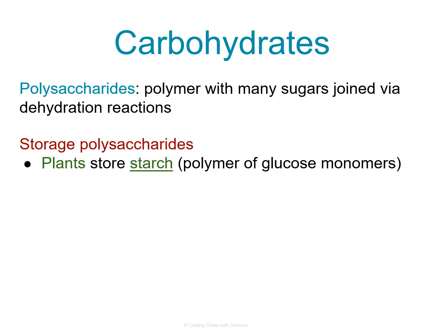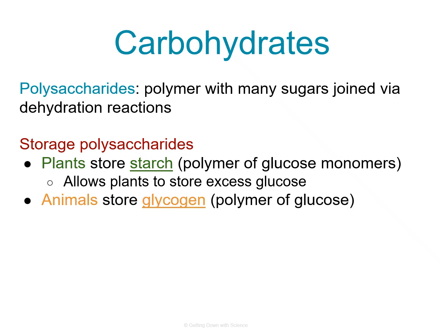So we can see storage polysaccharides. Plants store starch, which is a polymer of glucose monomers. So a bunch of glucose monomers joined together. Most people's favorite food is potatoes, and potatoes have a lot of starch in them. That's what makes them crispy when we make French fries. So this allows plants to store extra glucose in case of emergency.